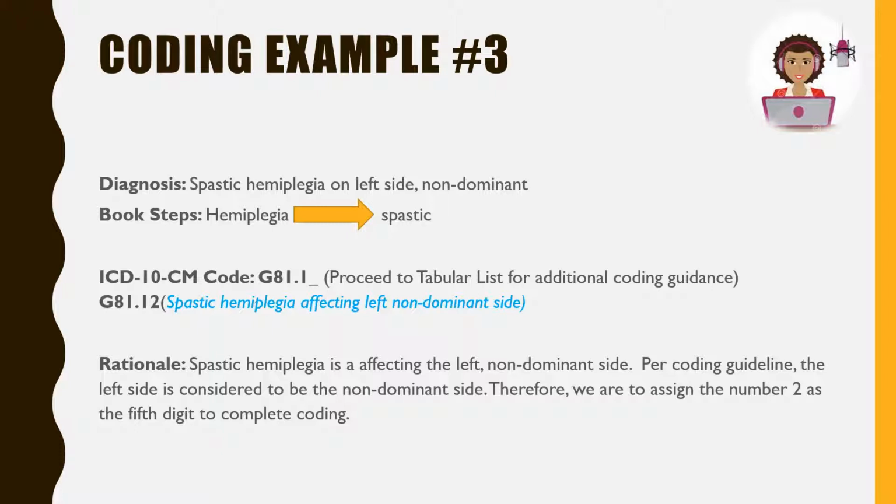And our rationale, again, is that spastic hemiplegia is affecting the left non-dominant side, one, because our provider did specify whether the hemiplegia was dominant versus non-dominant. And also, per the coding guideline, the left side is considered to be the non-dominant side. Therefore, we are to assign the number 2 as the 5th digit to complete coding. So again, our final ICD-10 code should be G81.12.